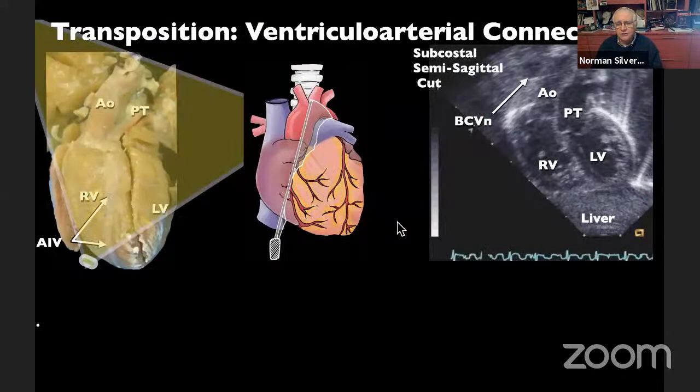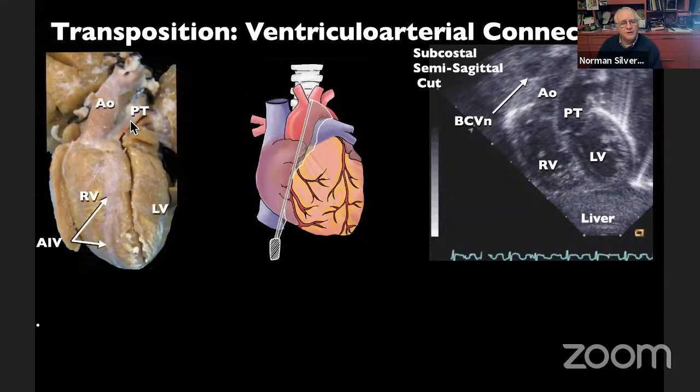This is the classical view that I require for initial diagnosis of transposition. It is a subcostal oblique view, rotated in such a way that the anterior aorta and posterior pulmonary artery are both imaged. And here you can see the parallel outlet of these vessels.